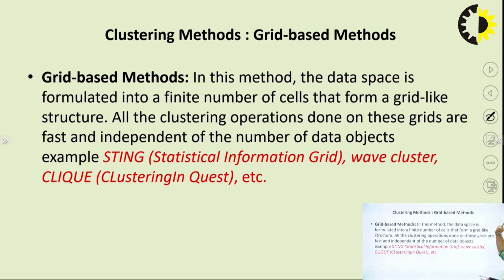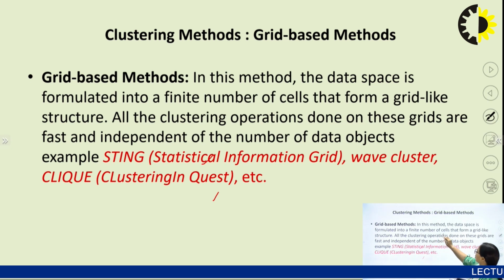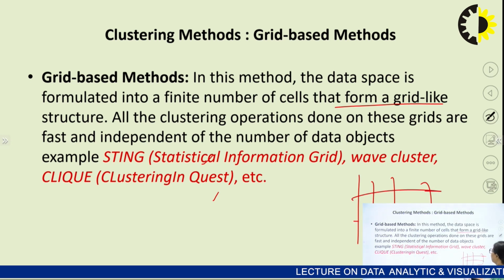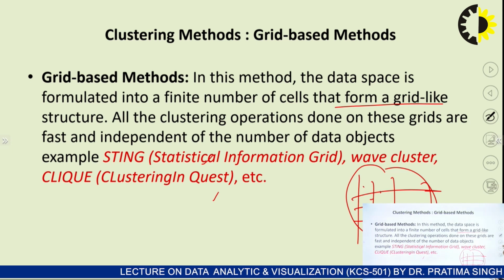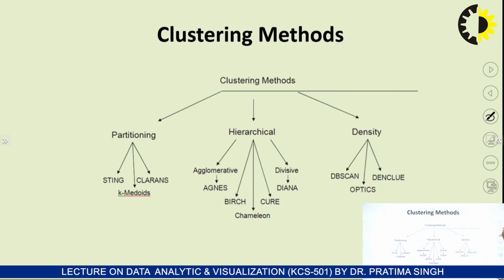Then the last is the grid based method. These are STING and CLIQUE methods. In this method, the data space is formulated into a finite number of cells that form a grid like structure, and all the clustering operations are done on this grid only. So, suppose this is the data set and the whole grid is formed, and based on that the clustering is being done. So, let us move fast.